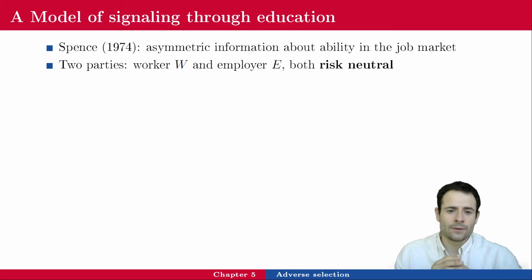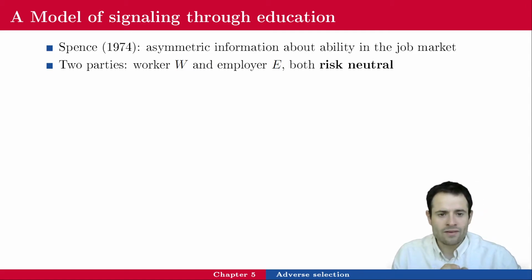Imagine you have two parties again. It is a job market, so we have a worker W. Well, he's not working yet, it's an applicant, and an employer E. They are both risk neutral. Again, risk neutrality is a simplification, but in real life, it's very unlikely. Making both the worker and the employer risk neutral is a way to make the analysis easier. Yet, we will still see how signals can be used.